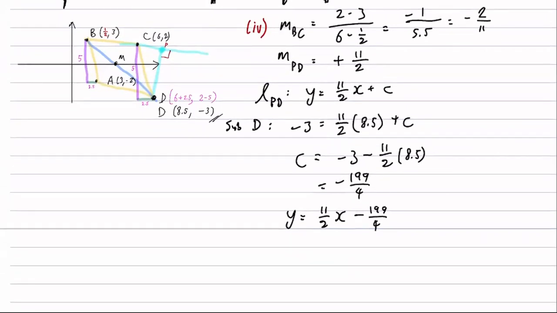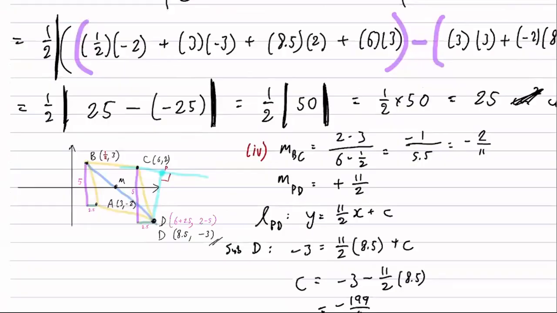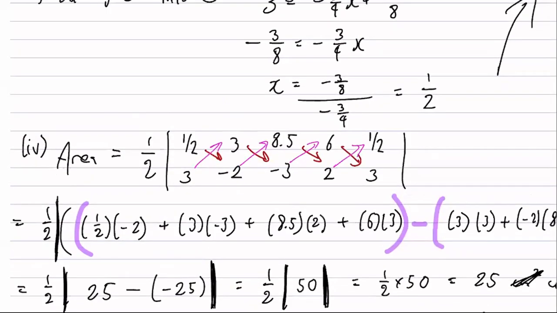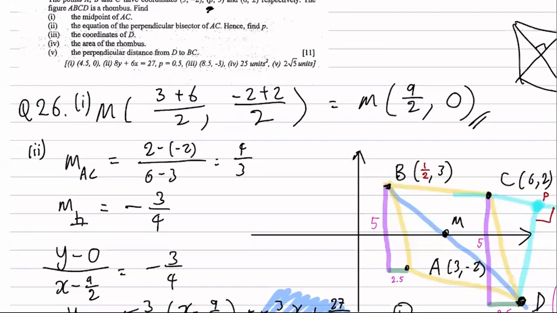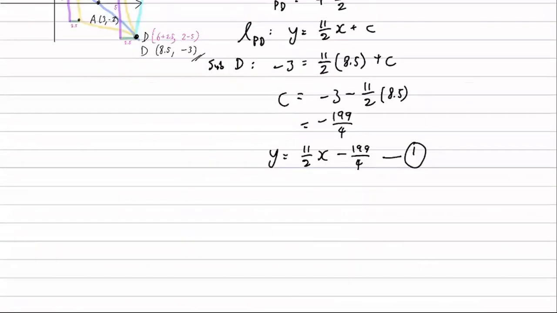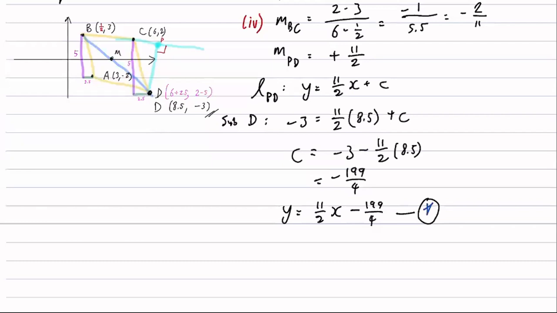Okay, so this is line PD. Call this equation 1. Actually, did I use 1 already? I did. I used 1 already, and since it's still the same question, better not have a clash in notation. I'll call this equation star. Okay, guaranteed to be different. That is line PD, not done yet.